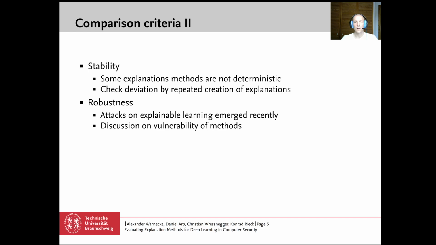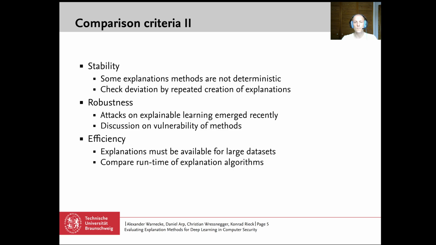Robustness deals with attacks on explainable learning methods which emerged recently. These attacks add small perturbations to an input that do not change the prediction but can drastically change the explanation, which poses a major threat for these systems in practice. We check which methods are affected and how large the attack surface is.